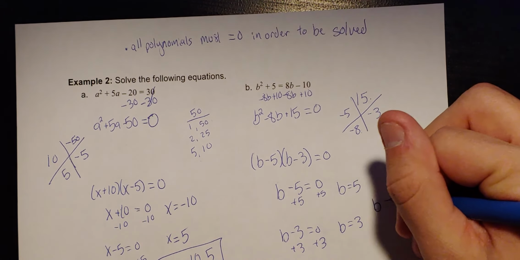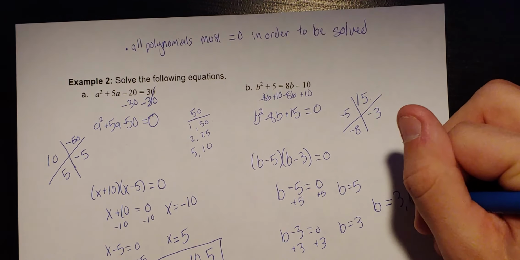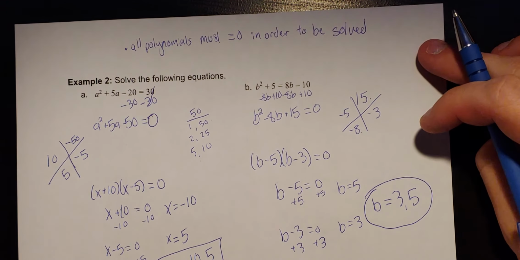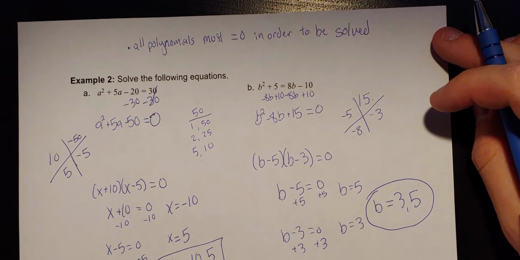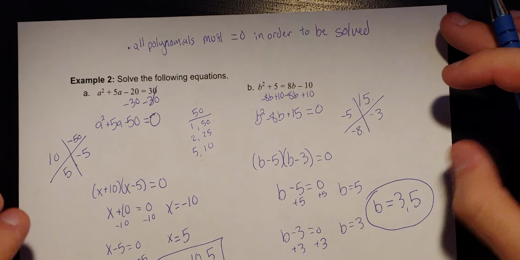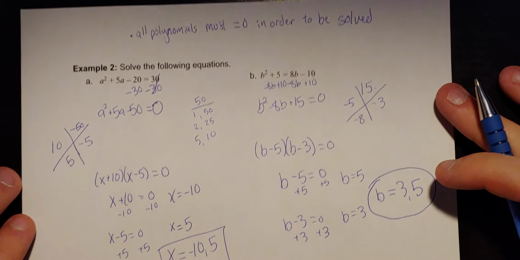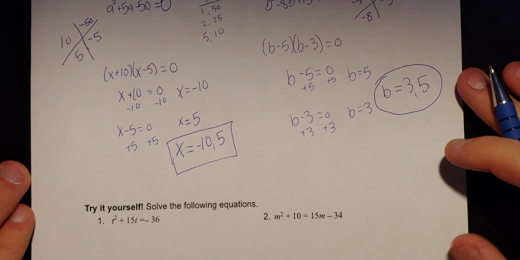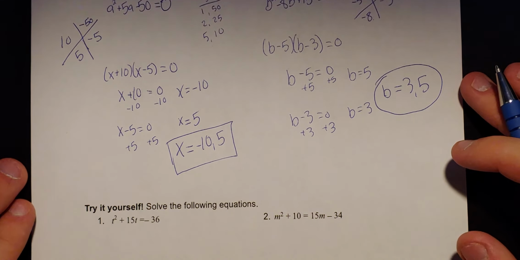And then I'm just going to rewrite that because it's how I like to do things. So I get b equals 3 and b equals 5. And that's it. So go ahead and give an attempt to the next two problems, okay?